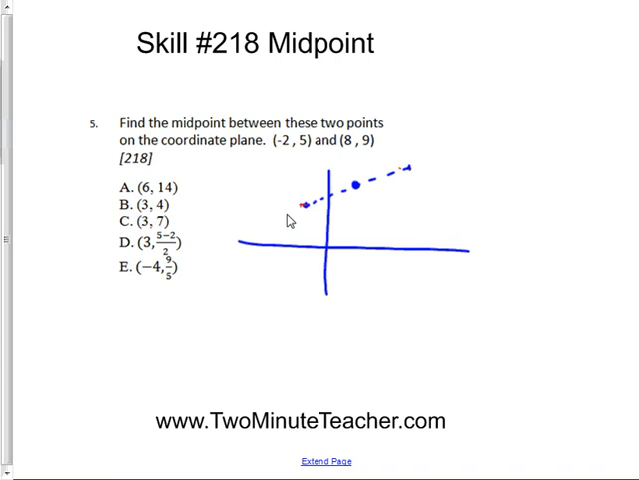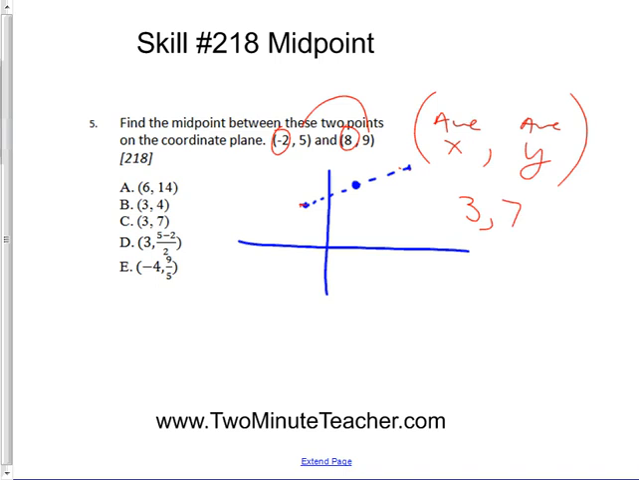So I got to average the x's, comma, average the y's, and that'll be my midpoint. So how do I average the x's? I take the 8 and the negative 2 and I add them together and then divide by 2. So I'm adding these together and I get 6, and I divide by 2 and I get 3, comma. Then for my y's, I add them together and that adds up to 14, and I divide by 2 and that gives me 7. So 3 comma 7 is my midpoint.